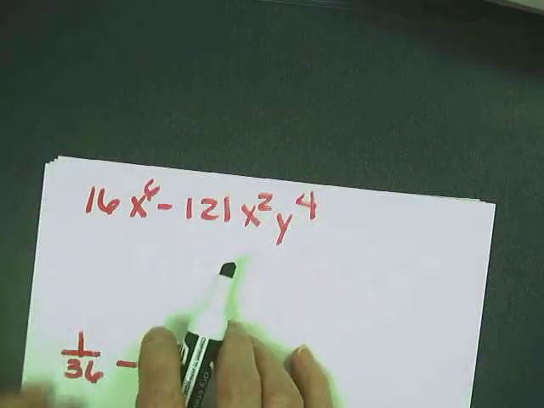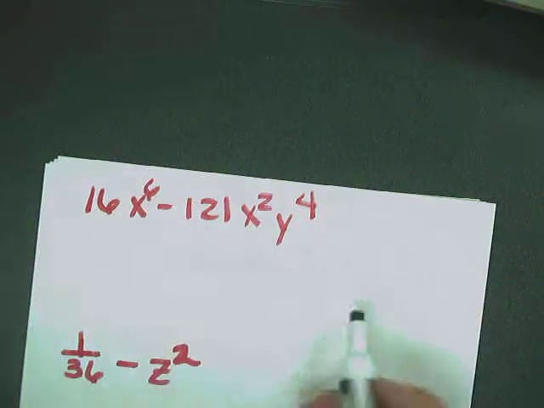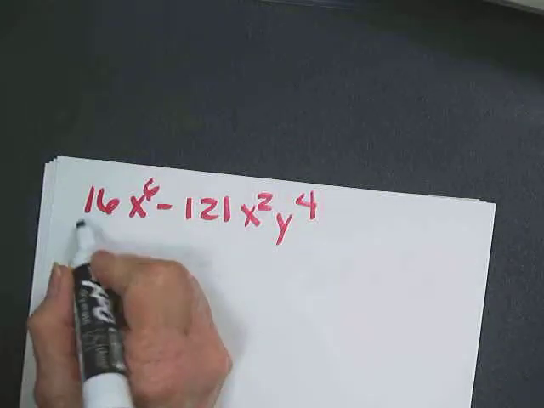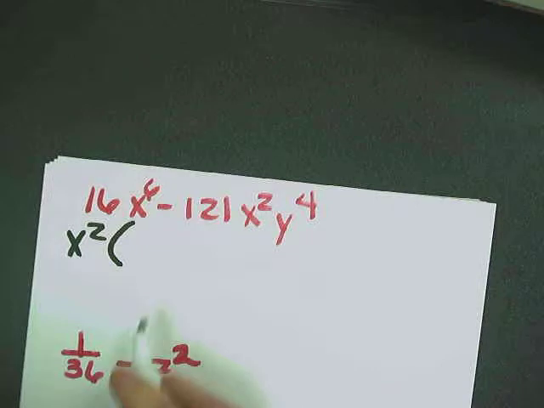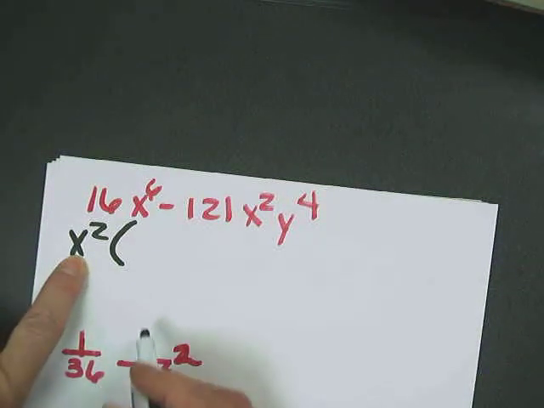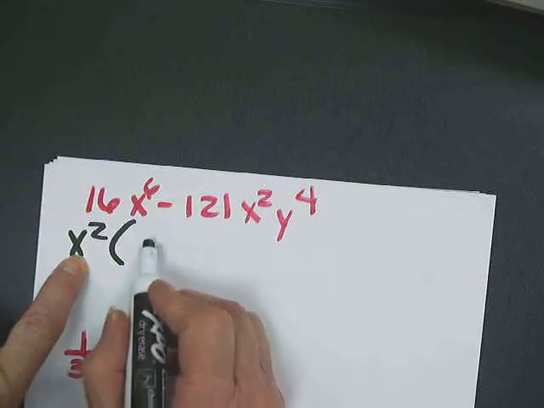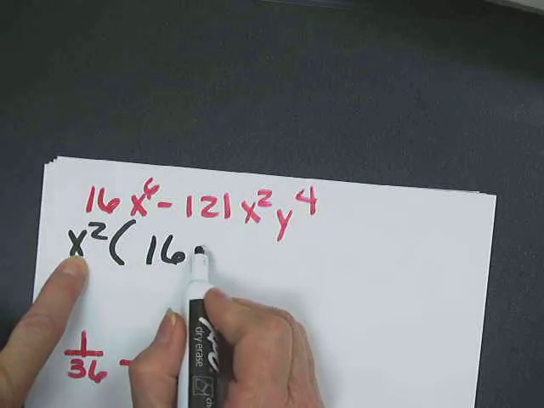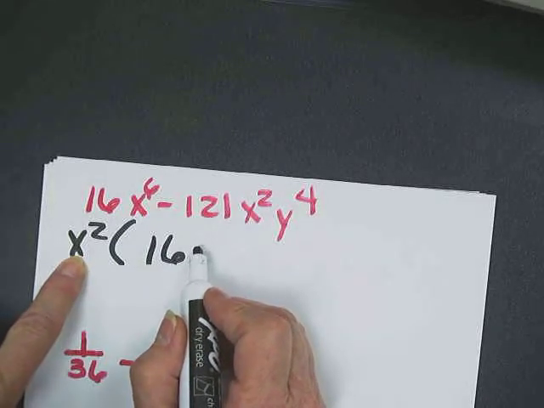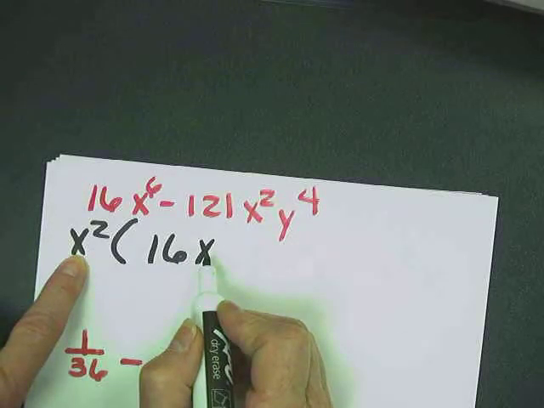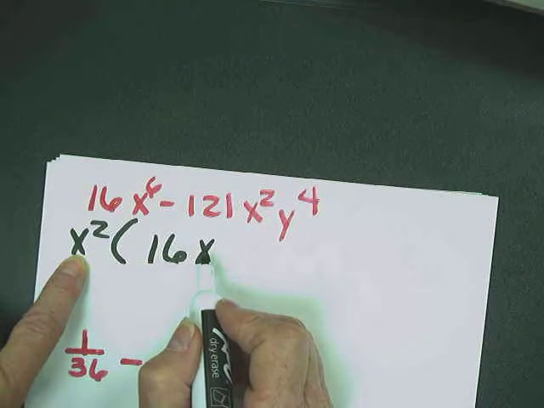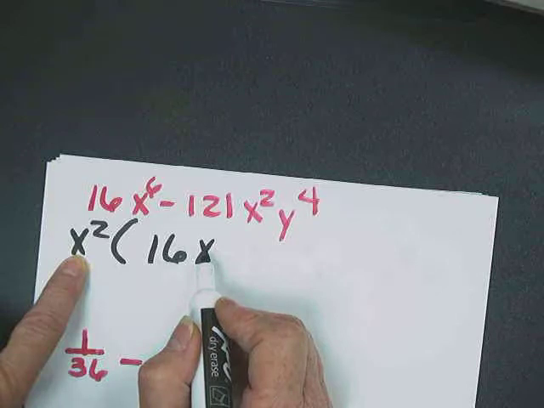Do they have anything in common? 16. Will 16 go into 121? No. I don't think they have anything in common. Those are both squares, right? What about the x's? They're all squared. X squared in both of them, doesn't it? Yeah. And they don't both have a y, so that's all they have in common.